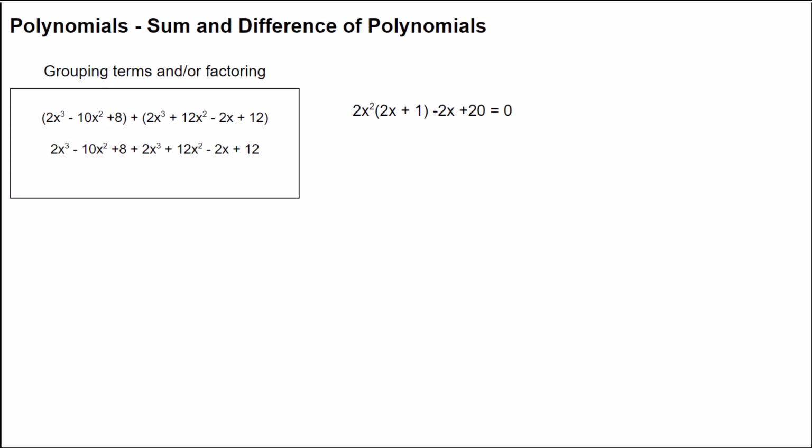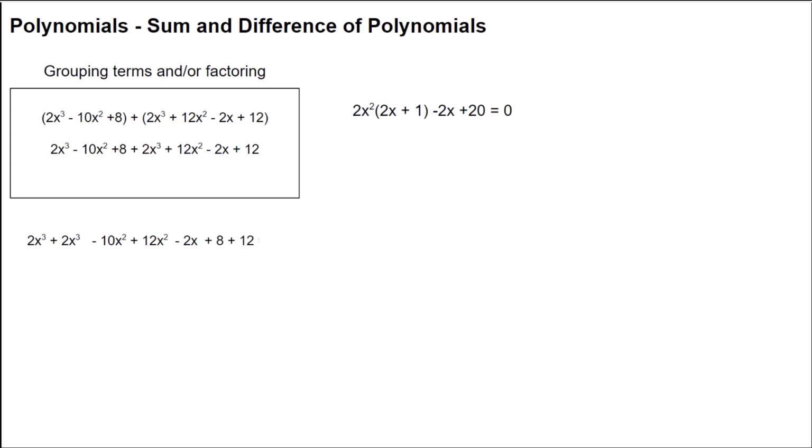So let's combine like terms and solve the problem. As you can see from here, we have two terms with x cubed in them. So let's put those together and bring them down like this. We also have two terms that contain x squared. So we can write them together and bring them down as well. Now we only have one term containing x, so we bring that down. And then we have two constants, a positive 8 and a positive 12. So we can bring those down.